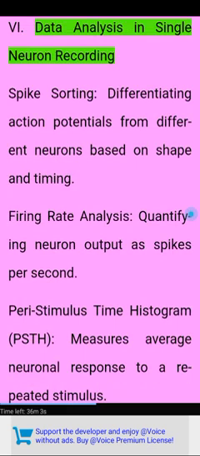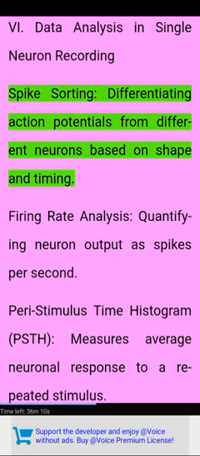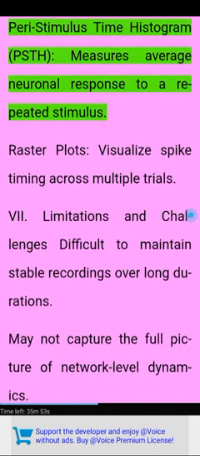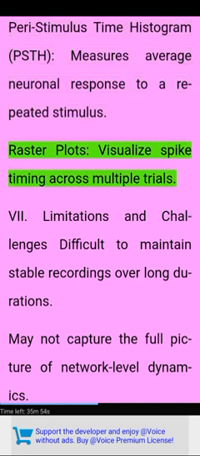6. Data analysis in single neuron recording. Spike sorting, differentiating action potentials from different neurons based on shape and timing. Firing rate analysis, quantifying neuron output as spikes per second. Peristimulus time histogram, PSTH, measures average neuronal response to a repeated stimulus. Raster plots visualize spike timing across multiple trials.